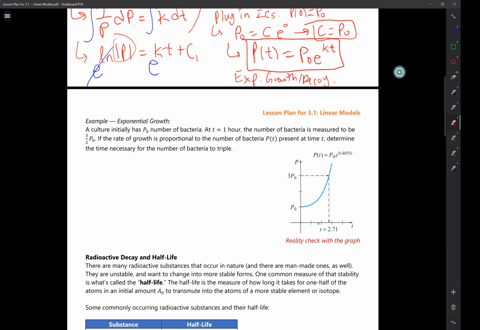So let's take a look at this problem here. Exponential growth. It says that there's a culture of bacteria. So it initially has P naught. So I know that P of 0 is equal to P naught, just some unknown, fixed constant amount. Then we have some information at time equals 1. If I was making a table of values, at time 0, I have P naught, and at time 1, I have 3 halves P naught. And it says that the rate of growth is proportional, yada, yada, yada. So all that's telling me is that it's the exponential growth model.